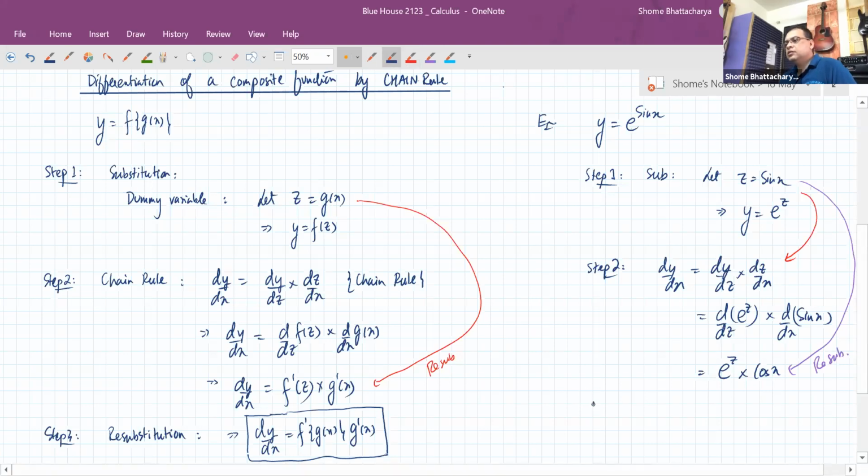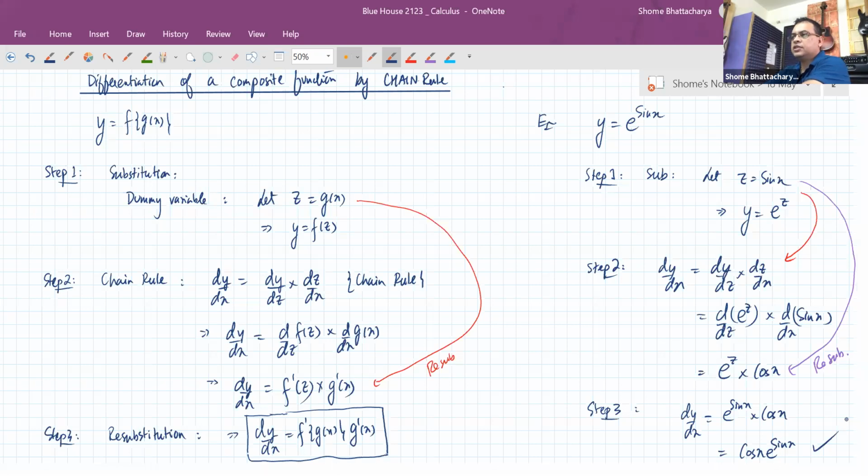So our step 3, this will just be dy by dx is e raised power sin x into cos x, which we can write in a more convenient manner as cos x into e raised power sin x. So this becomes our final answer. Okay, so just go over these steps very carefully, both on the left hand side, how we have defined the steps, as well as an actual example. Let me know if there's any doubt to discuss.